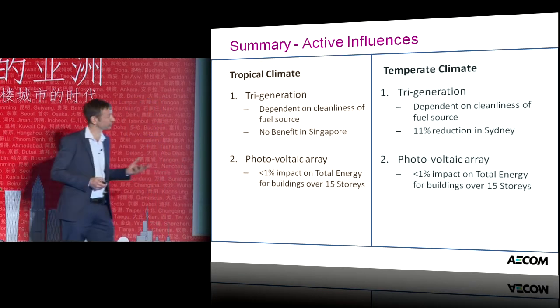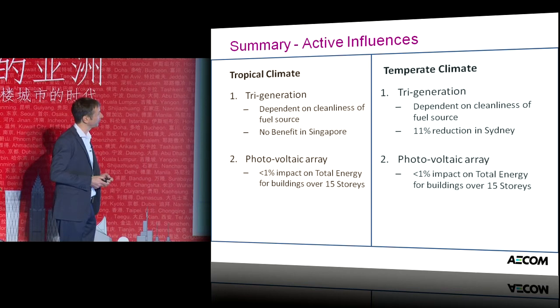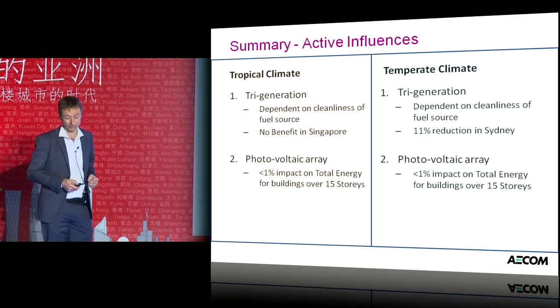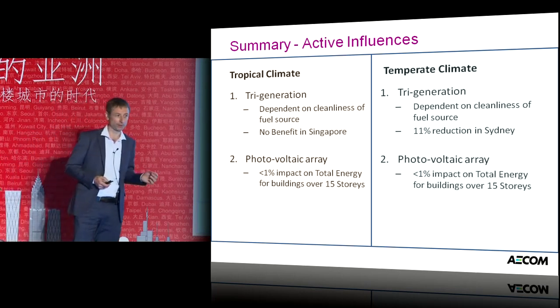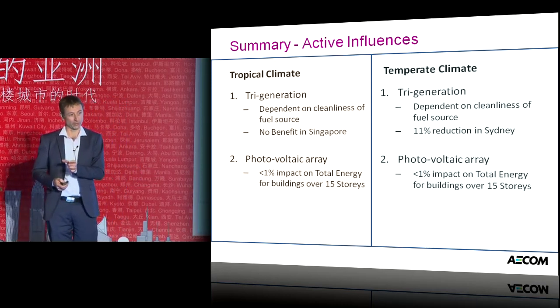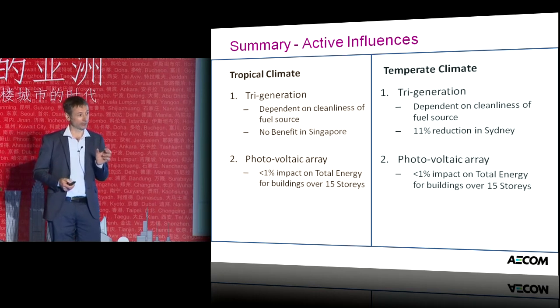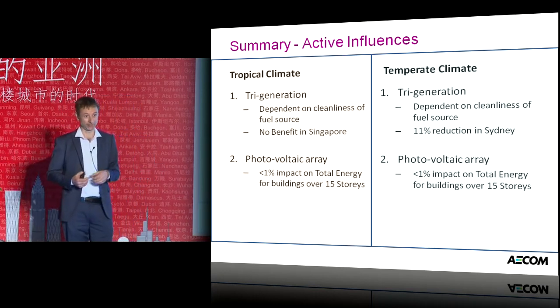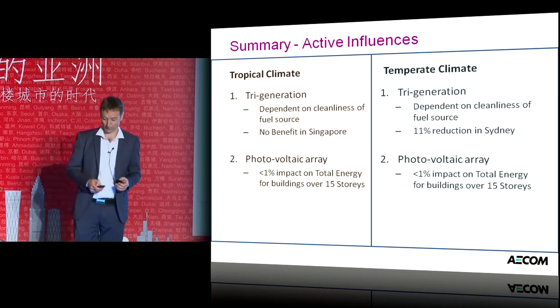So the active influences: trigeneration, there's no benefit in Singapore. Photovoltaic arrays, less than 1% for buildings over 15 stories. And in the temperate climate, remembering it is a fuel swap, it actually uses more energy. So if your KPI is energy, it's not a good way to go. If it's greenhouse gas emissions that you're trying to reduce, in some climates where they generate electricity with dirty fuel, it is a very valid way of looking at it.